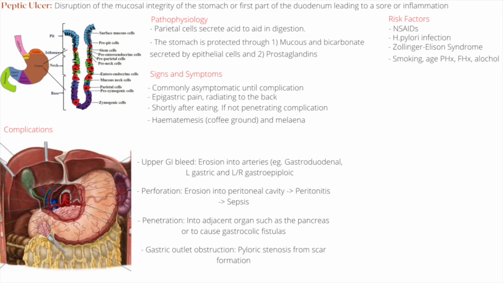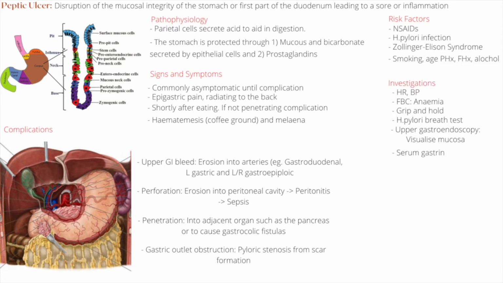In comparison, if the ulcer penetrates into an adjacent organ such as the pancreas or to form gastrocolic fistulas, this is known as penetration. Finally, scar tissue from the ulcer can result in pyloric stenosis and gastric outlet obstruction, and you would have projectile vomiting.